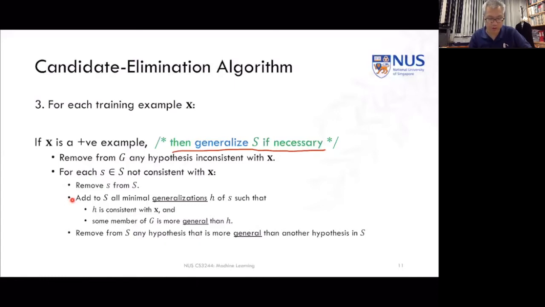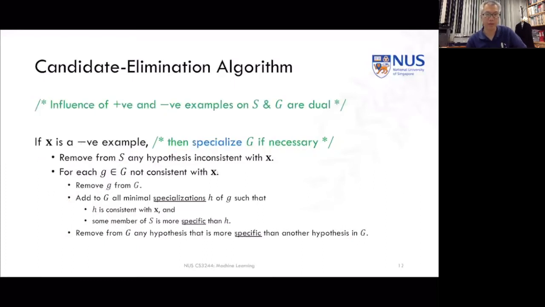each of the versions of S is going to be minimally generalized such that it's going to be consistent. And we know that some member of G is still more general than the hypothesis that we're going to add. And then finally, as a post-processing step, we're going to remove from our specific hypothesis set any hypothesis that's more general than another hypothesis in S, so that we can keep that boundary nice and crisp.